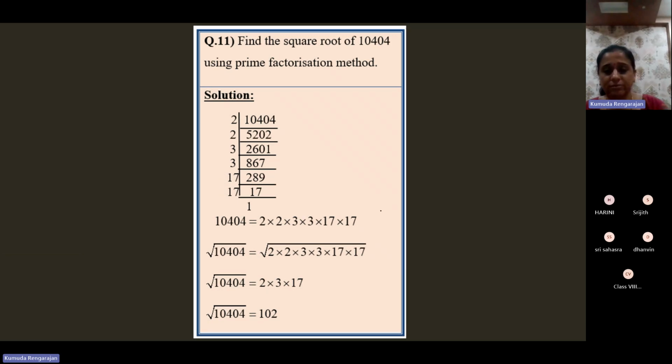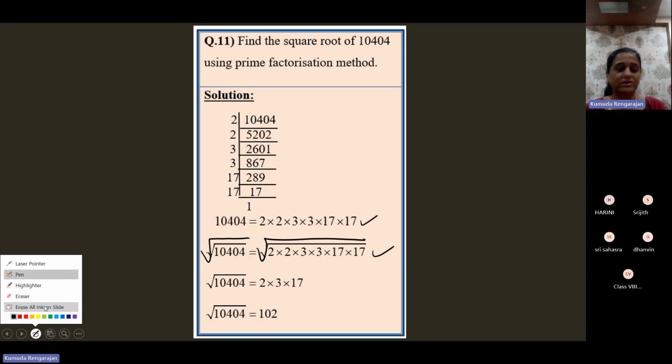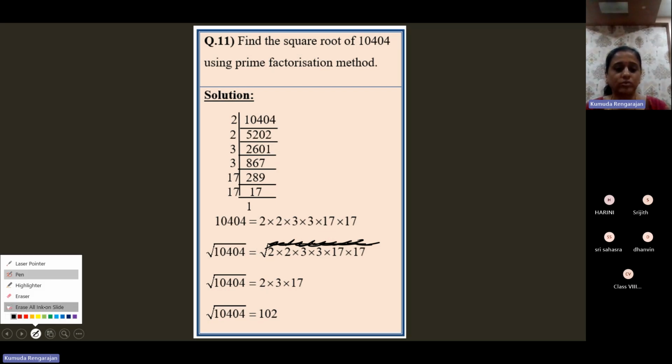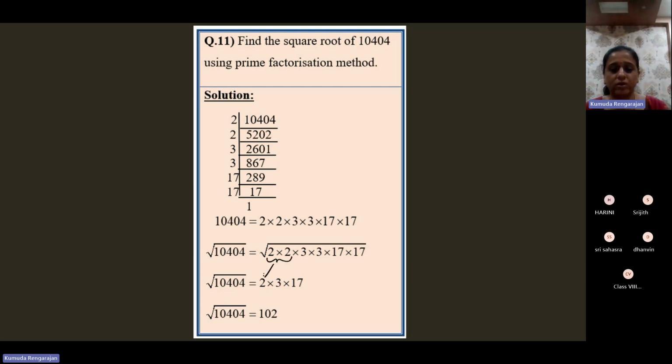I've told you, write the step once again and take the square root on both sides. That's the next step. Now this will come down as it is. On the other side, we'll have to get rid of the square root symbol. So what we do, from two equal factors, we bring one out. And 2 into 3 into 17 is 102. So the square root of 10,404 is 102.